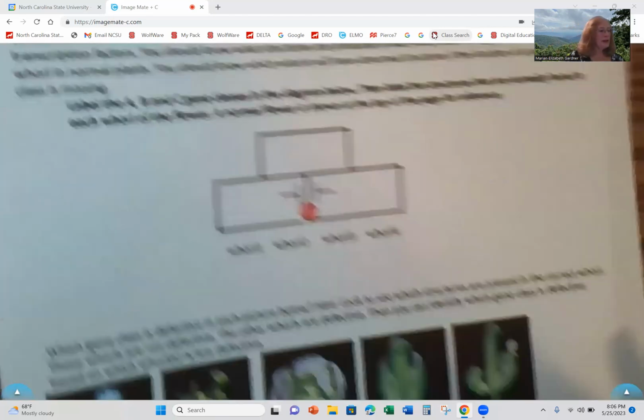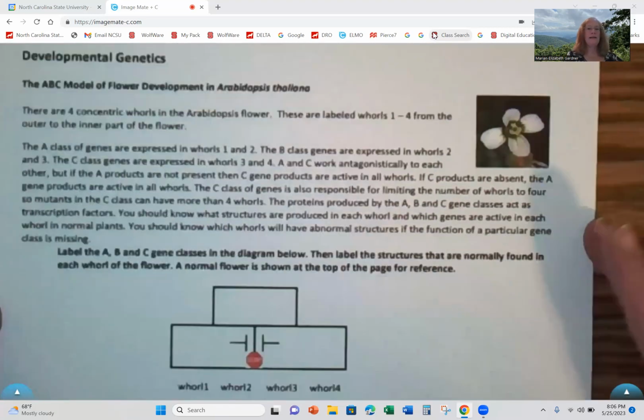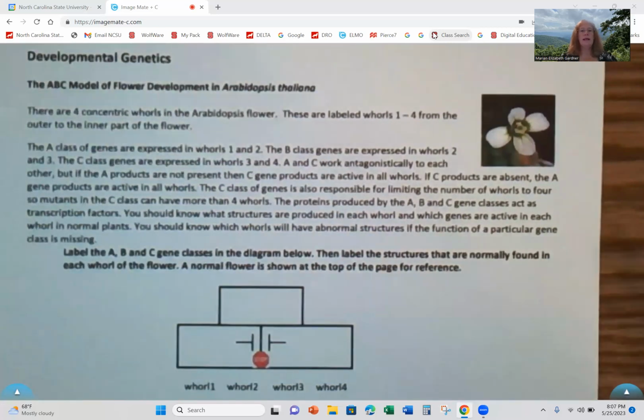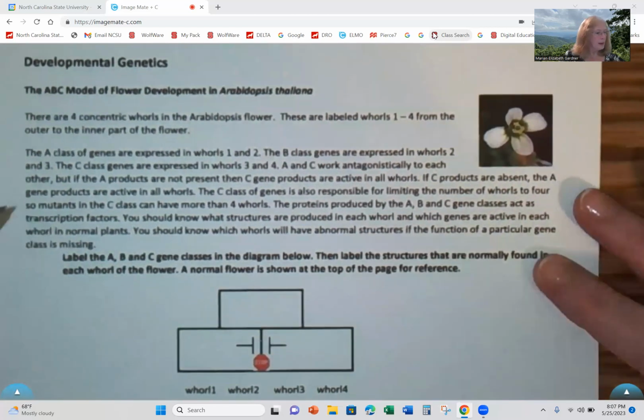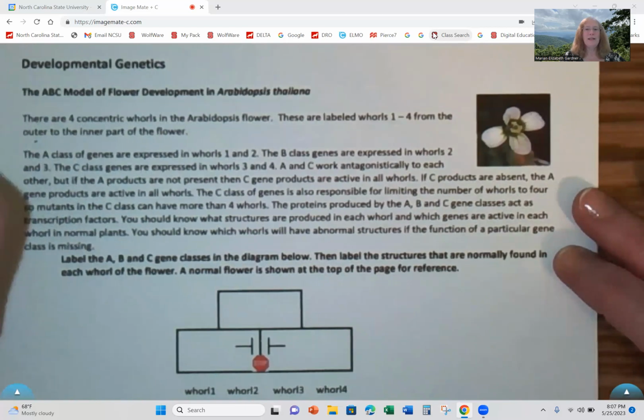I want to spend the rest of the time talking about developmental genetics and a couple of model organisms. So in this problem set, we're going to talk a little bit about Arabidopsis thaliana and Drosophila melanogaster. I believe in the lecture, I also mentioned a little bit about development in C. elegans. So when we were talking about development in Arabidopsis, we were talking about flower development.